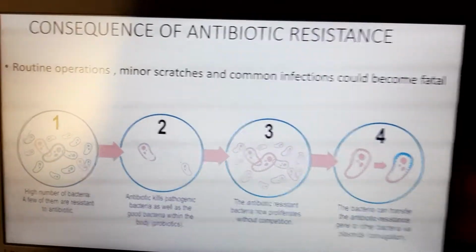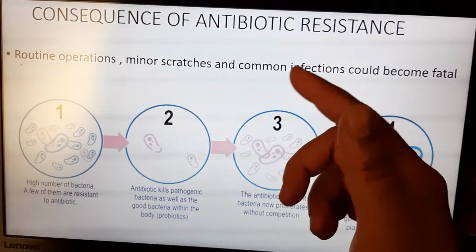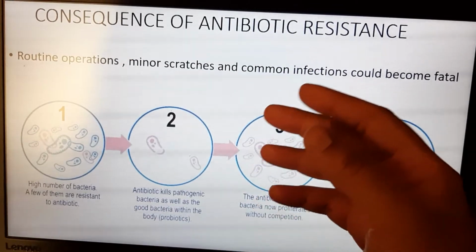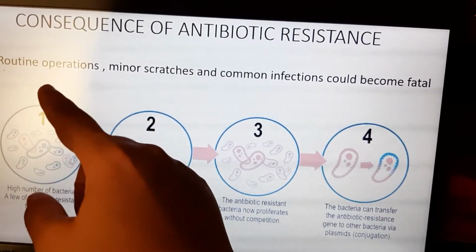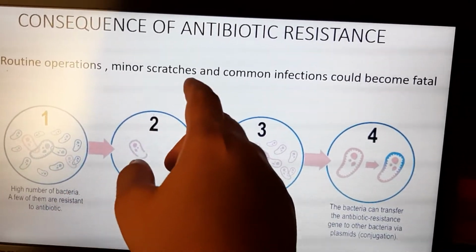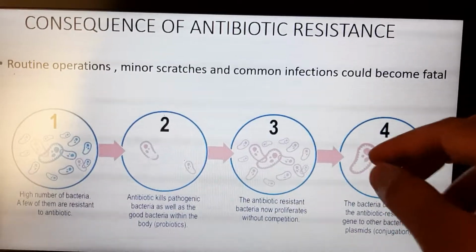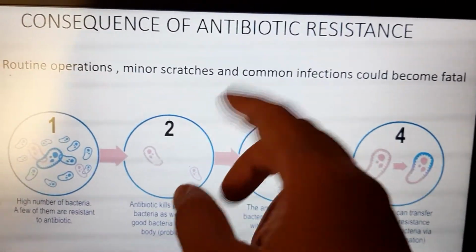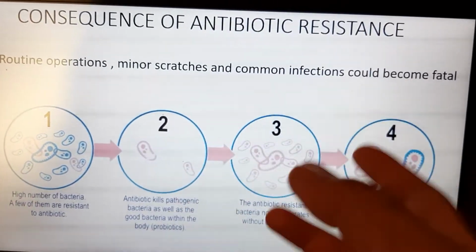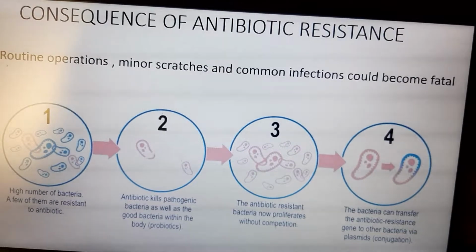Now, what is the consequence of antibiotic resistance? What is the problem that happens when the bacteria become antibiotic resistant? What happens is that small procedures, routine operations, minor scratches, and common infections can cause death, because when bacteria enter our body from these small problems and we take antibiotics against them, if the bacteria don't get killed, they can prove fatal for us. They can kill us.